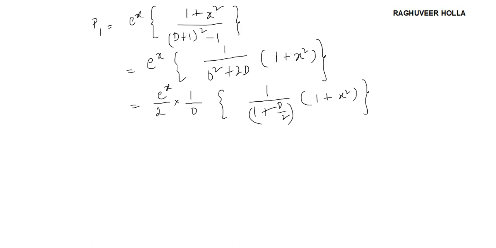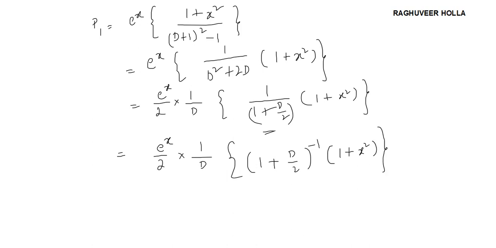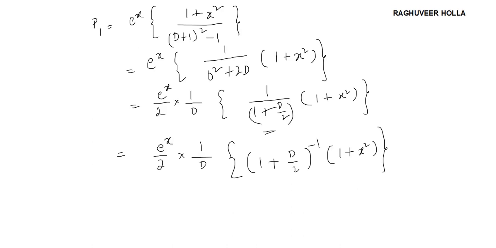Now let us bring this to the numerator. So e to the power of x divided by 2, multiplied by 1 by D. So I get (1 plus D by 2) to the power of minus 1, and it is multiplied by 1 plus x square. Close the brackets. Now let us try to expand this here.